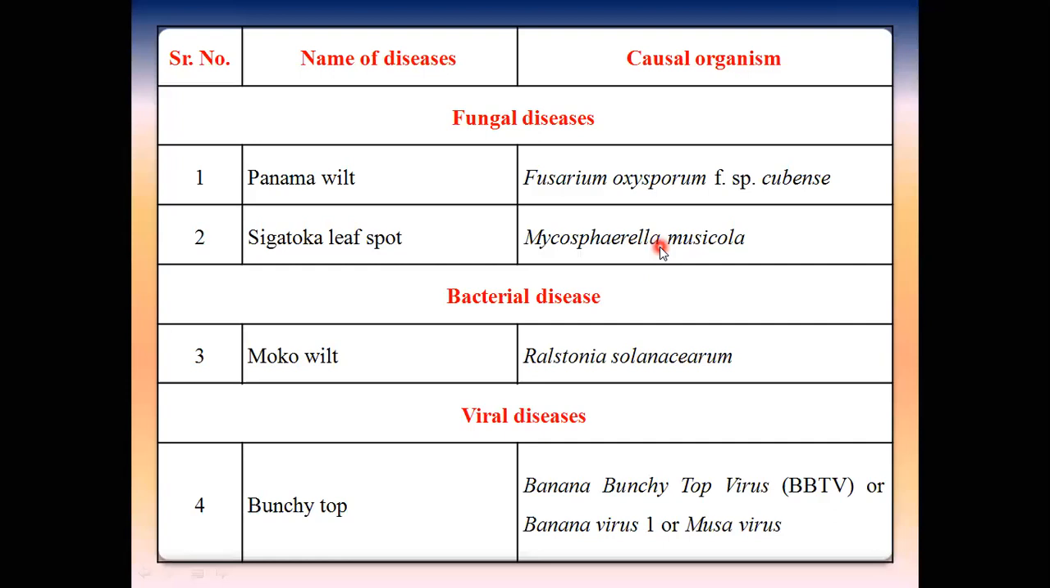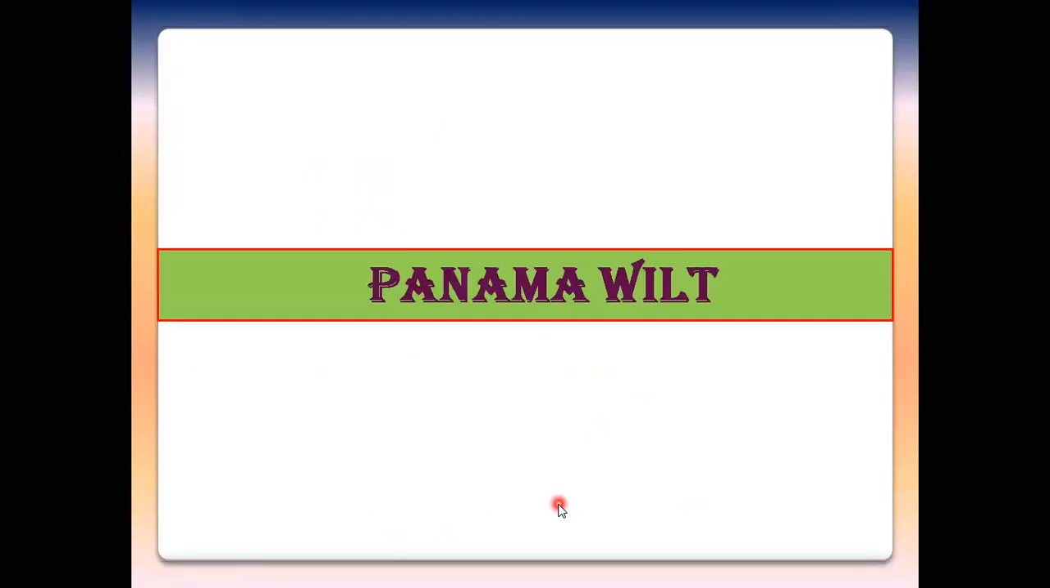In banana, some fungal, bacterial, and viral diseases are seen. First, Panama wilt and Sigatoka leaf spot, these two diseases are caused by fungi. Moko wilt is caused by the bacterial pathogen Ralstonia solanacearum. And the last disease, the most important one, is bunchy top, caused by the banana bunchy top virus. So let's see them one by one.